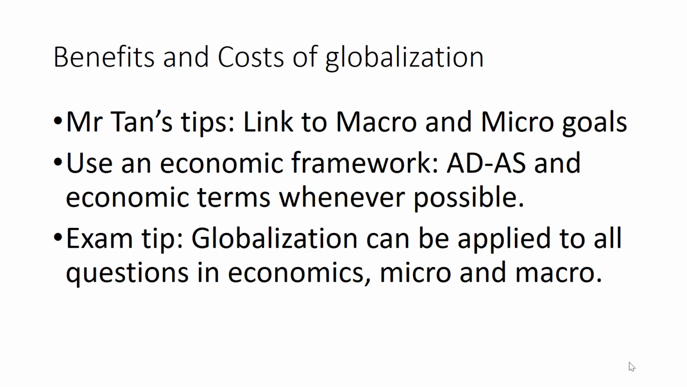When it comes to benefits and costs, here are some tips I can use. As far as you can, try to link them to either the macro goals or the micro goals. There are basically 4 macro goals and 2 micro goals. The micro goals are efficiency and equity, in case you have forgotten. There are many possible points you can use for benefits and costs, but the easiest way is to be able to link to either of these goals.